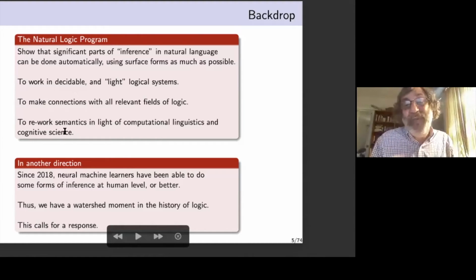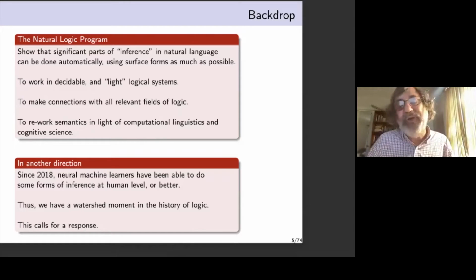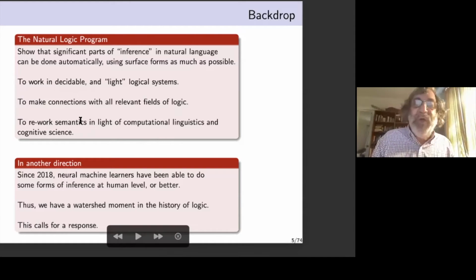I am trying to make connections with all kinds of fields of logic. And in some sense, I would like to rework the enterprise of semantics based on computational linguistics. Now, that's part of the backdrop.